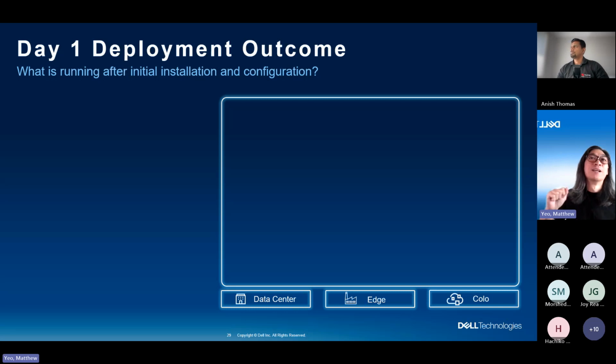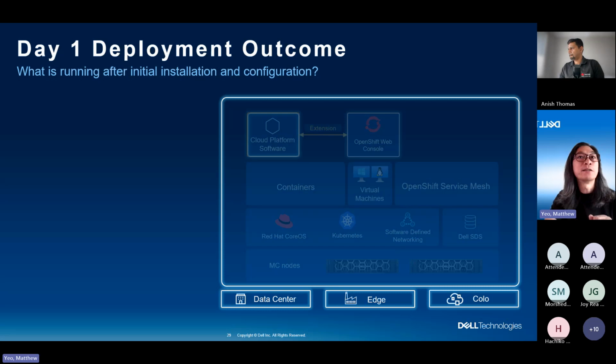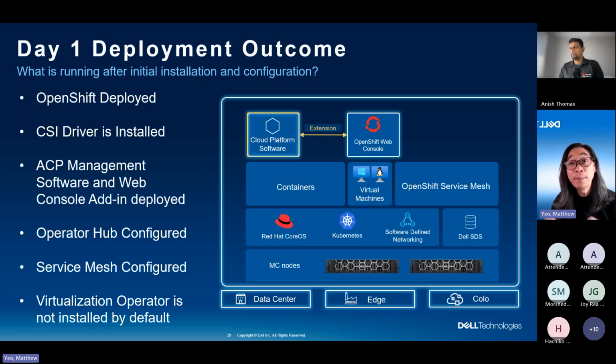Right? Makes sense. So day one deployment. What does it look like to you as a partner? We'll install the MC nodes. We'll install the Red Hat core components in there. So the OpenShift will be deployed. The CSI drivers will be deployed. The ACP management software and web console add-in will be deployed. The operator hub configured and the service mesh configured. Take note, this is where we stop. We will deploy up to the service mesh itself. The virtualization operator is not installed by default.